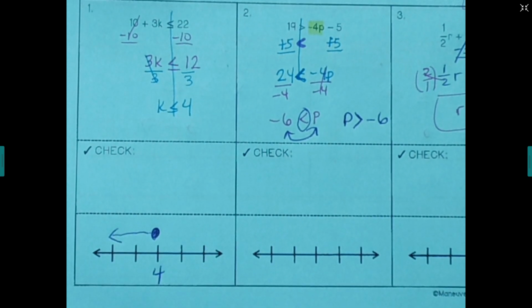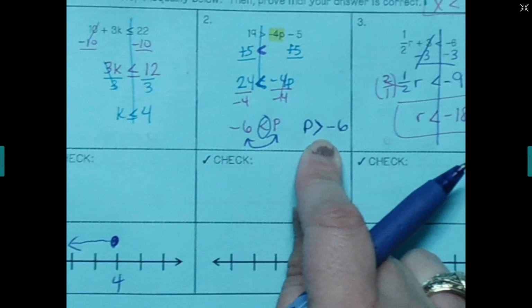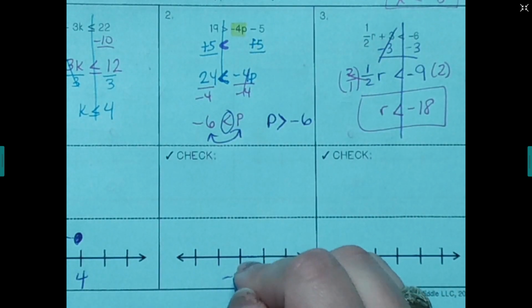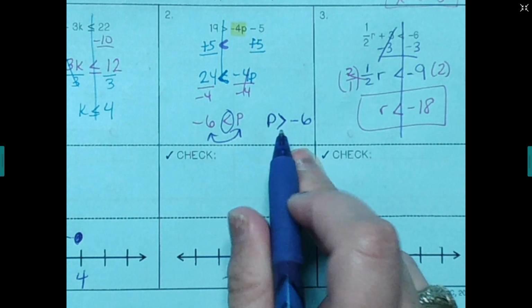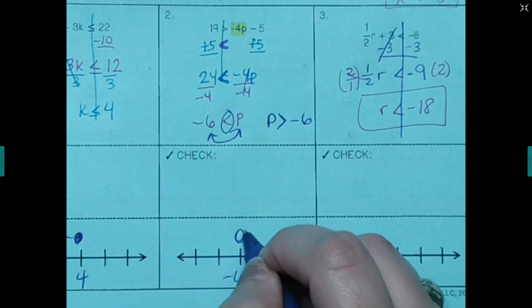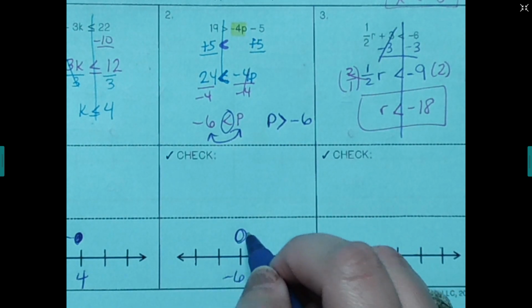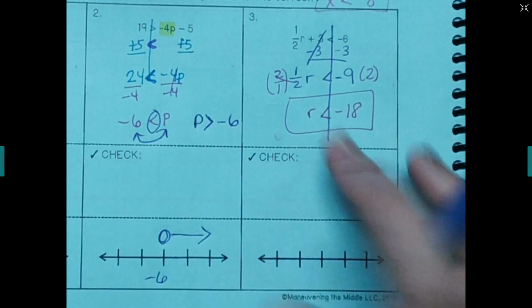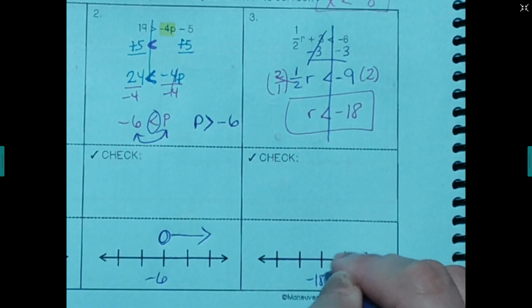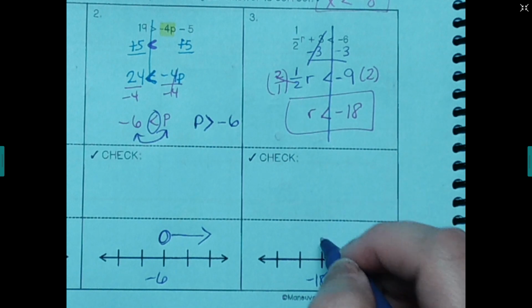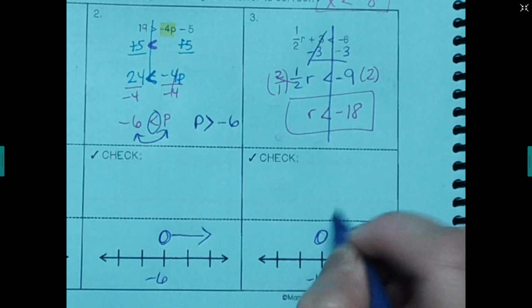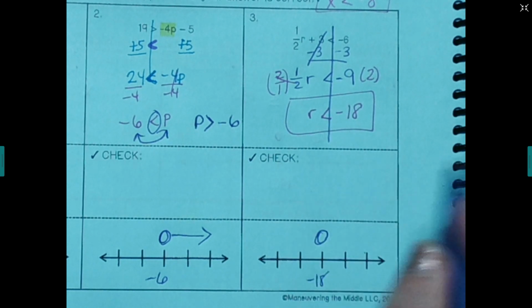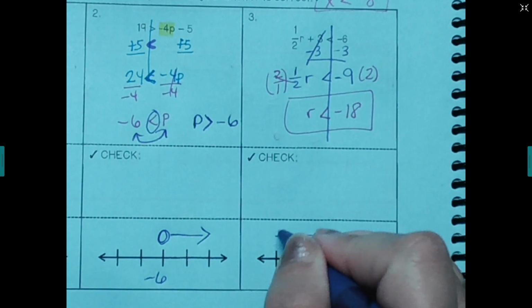Okay. On number 2, -6 is my answer. It does not have a line, so that means it's open. P is greater than -6, so it's going right there. And finally, -18 is my answer. It does not have a line, which means it's open. And R is less than -18, so it's going this direction.